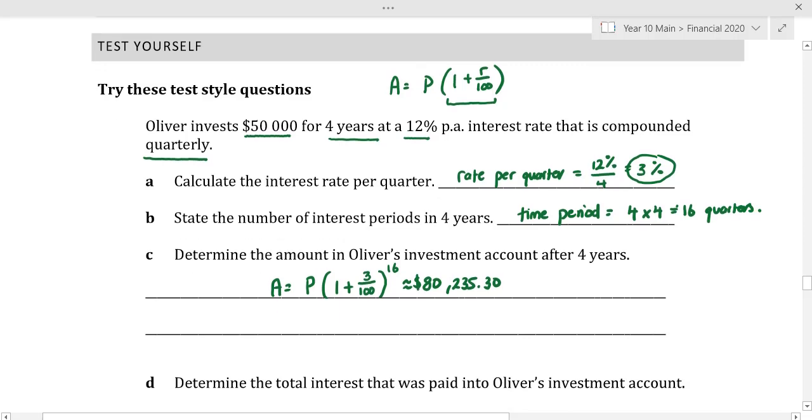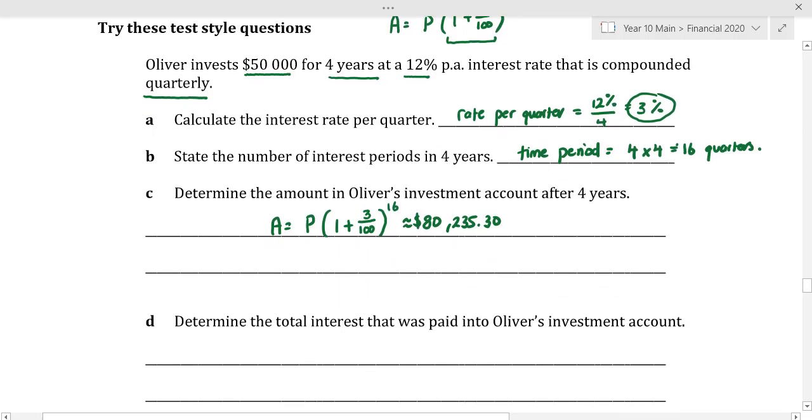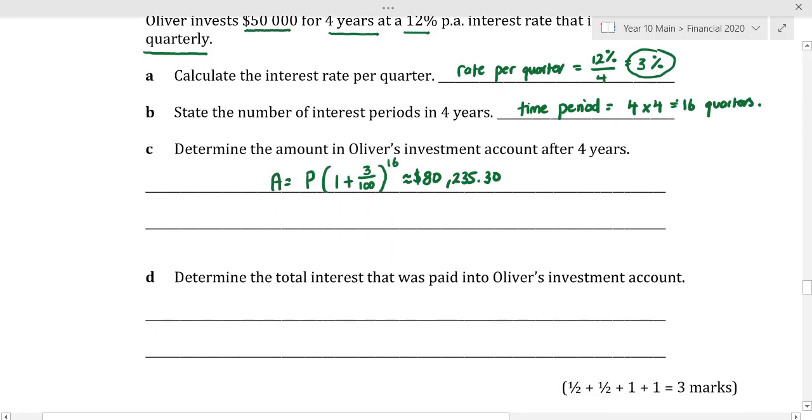Now it says determine the total interest. Well, you can see that this is the total amount. So how much interest have we earned? Well, we've got to subtract the principal from that amount, so $80,235.30. If I subtract my principal, that's how much interest we've earned, which is $30,235.30.